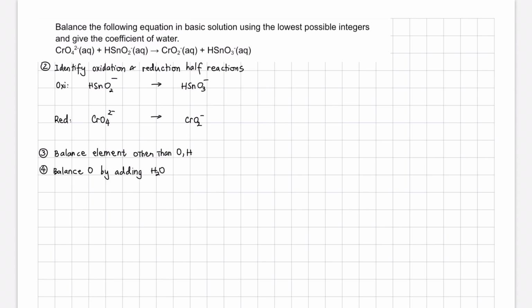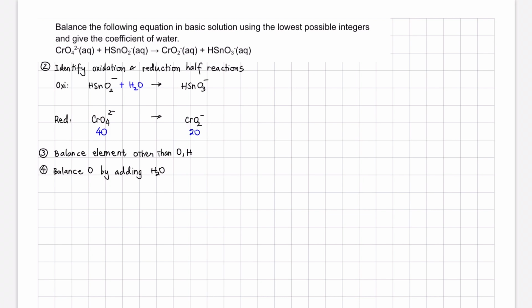Moving on to step 4, we need to balance the oxygen by adding H2O if needed. So first of all, looking at the oxidation half, we see that there are 2 oxygen in HSnO2 on the left, and there are 3 oxygen in HSnO3 on the right. So in order to balance it, we need to add 1 H2O to the left, and that way, in total, on the left, we have 3 oxygen, which is equal to 3 oxygen on the right.